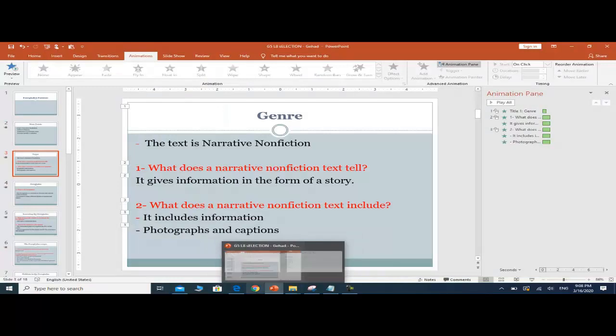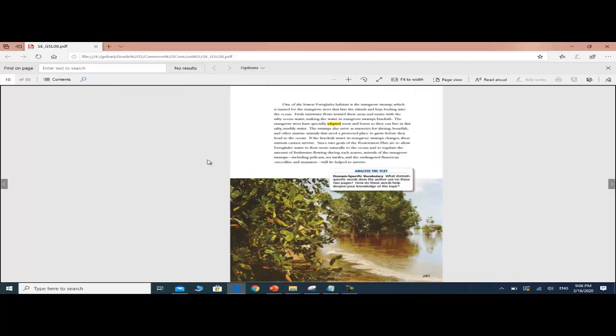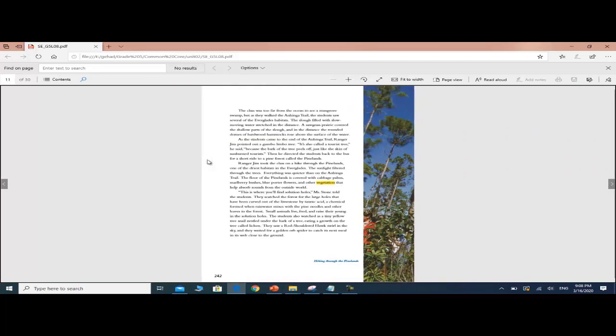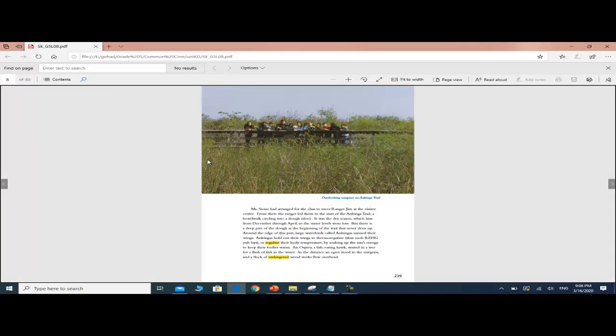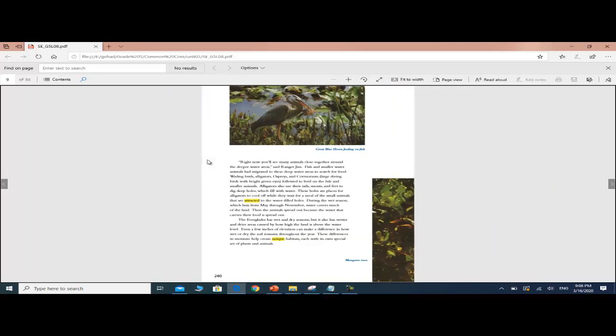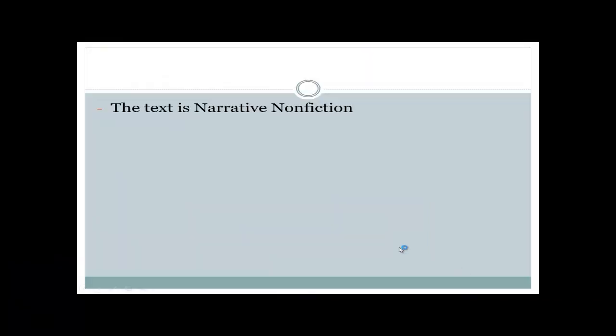First, let's start with the genre. By looking at the pictures in your student's book, in the text, these pictures make me believe that the text tells information about the Everglades. So the text must be non-fiction. It must be true. It must be a real text. But at the same time, it looks like it tells a story. So it is narrative. So what is the genre of the text? It is narrative non-fiction.